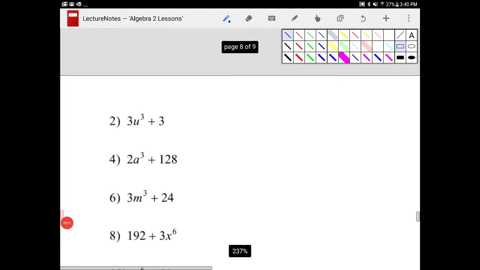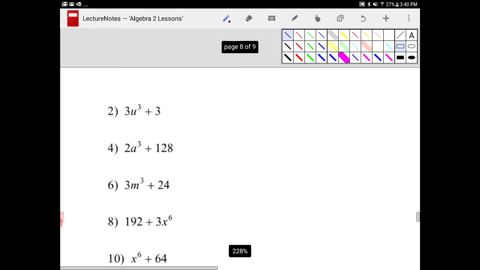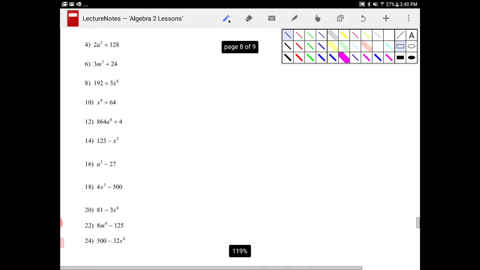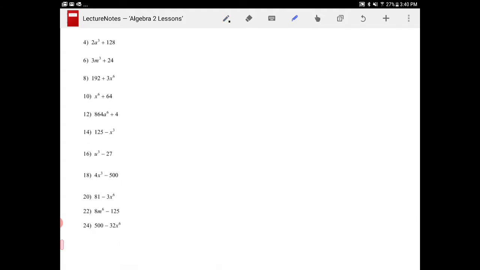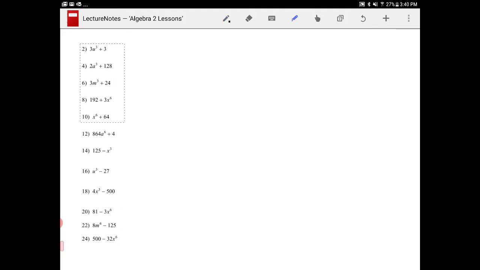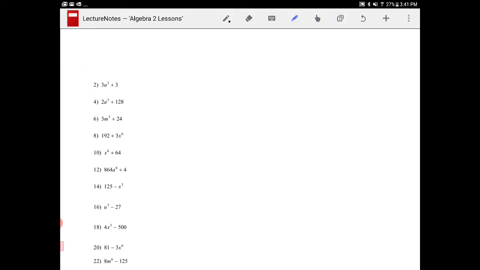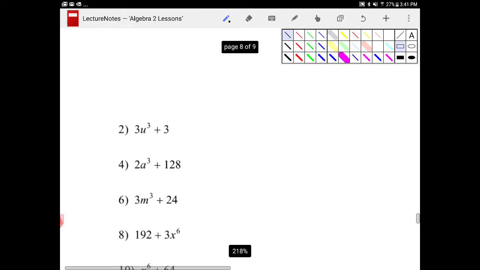Hello students, in this video I am going to go through factoring completely polynomials that take on the form of sum of cubes or difference of cubes. Let's take a look. Before I go through working out some of these problems, I want to reiterate what the forms were, what the structure was for difference of cubes and sum of cubes.